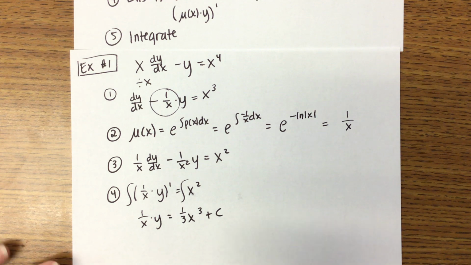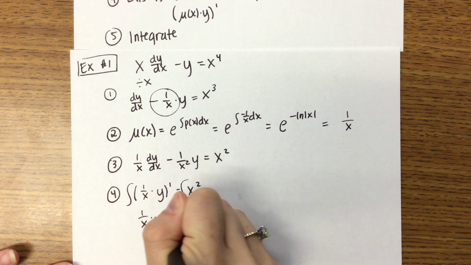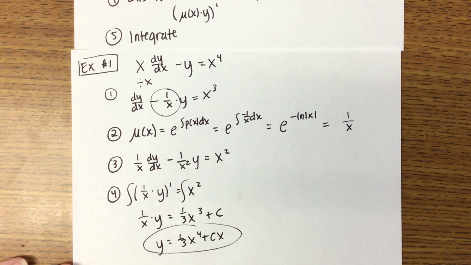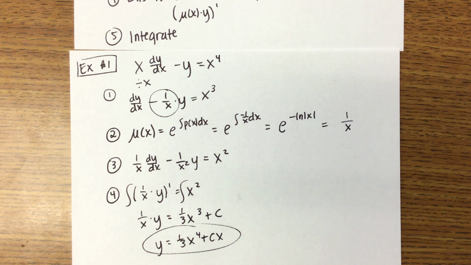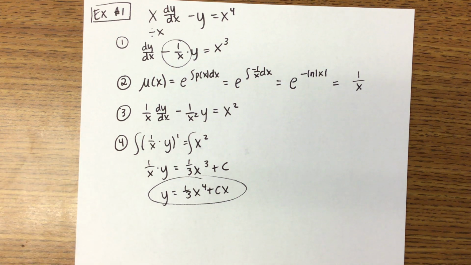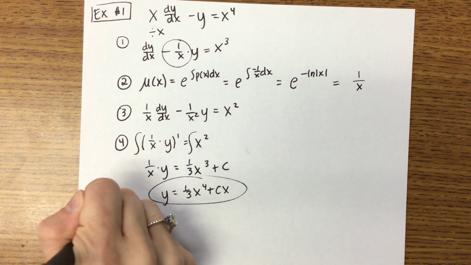Okay, cool. Multiply everything by x. So we get 1/3 x to the fourth plus c x. Okay, did we get the gist? I think so? Okay. Here's your next example.